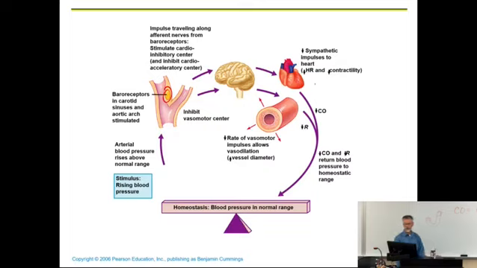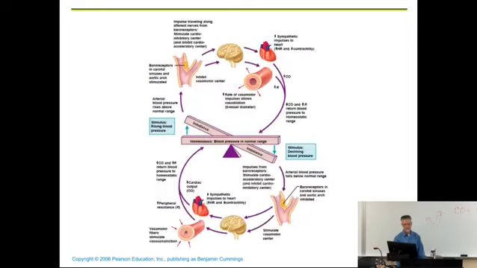And then we can make changes to the heart. We can make changes to the blood vessels if we need to. If the blood pressure was too high, that's going to be picked up by these baroreceptors, and we can decrease heart rate. We can decrease our contractions. We can dilate those blood vessels. And that's going to bring everything back down again, right?